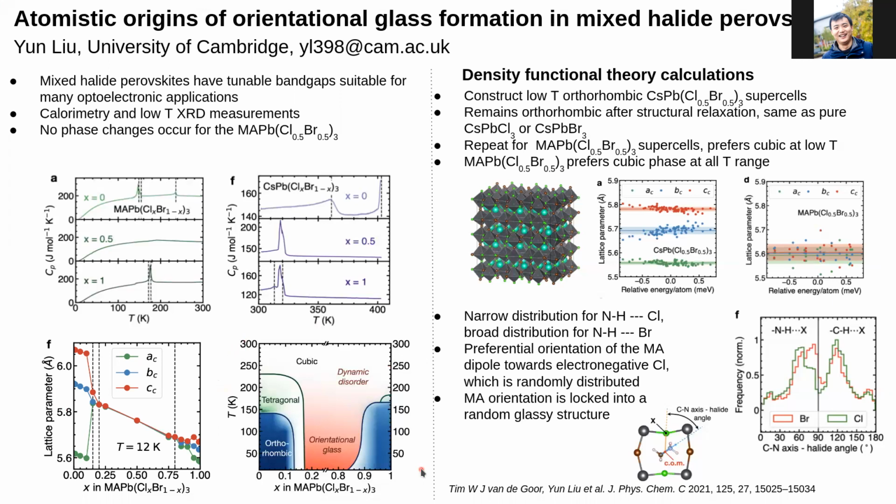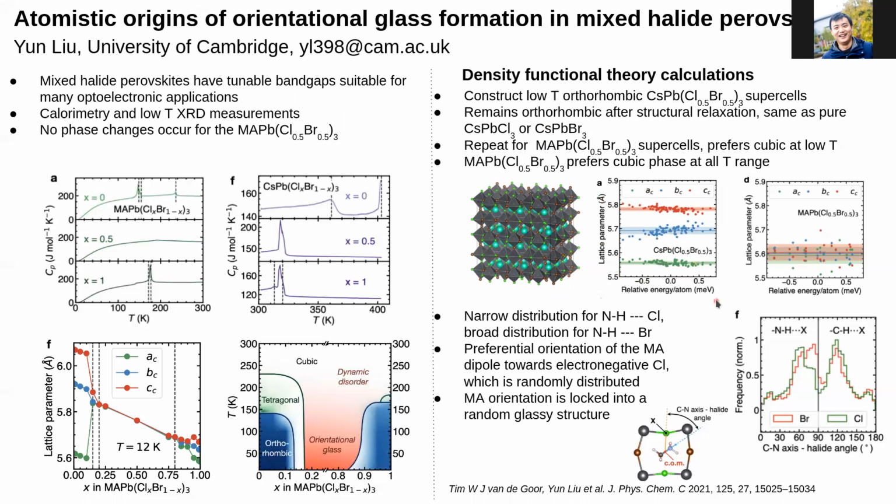And to understand these phenomena, we performed a series of density functional theory calculations to understand its atomistic origin. So first, what we do here is we construct a supercell, as you can see here, of a cesium-lead chloride bromide alloy. And we started out with the orthorhombic phase, which is the preferred low temperature phase. And then we performed a structural relaxation. And after the structural relaxation, we realize that the structure remains orthorhombic, as you can see in the middle here, whereby we have the three distinct lattice parameters.